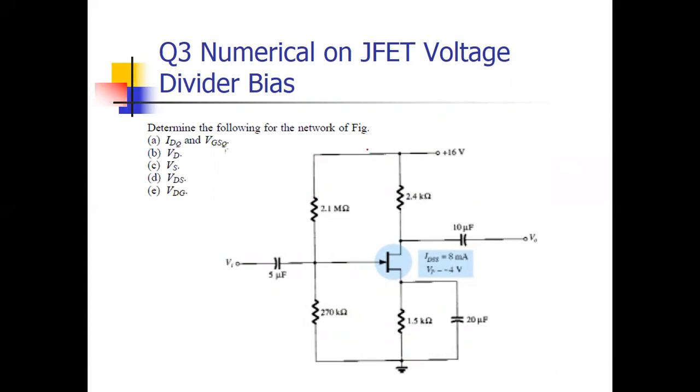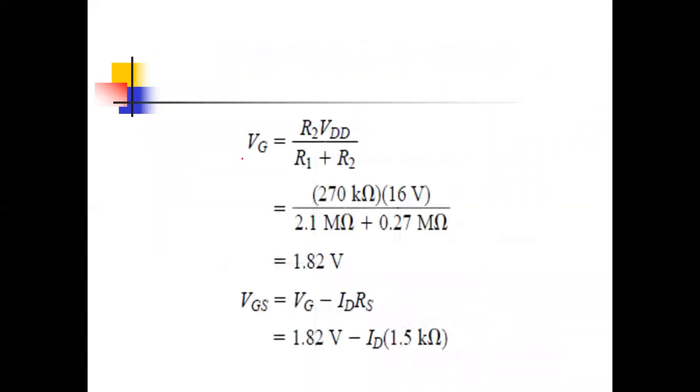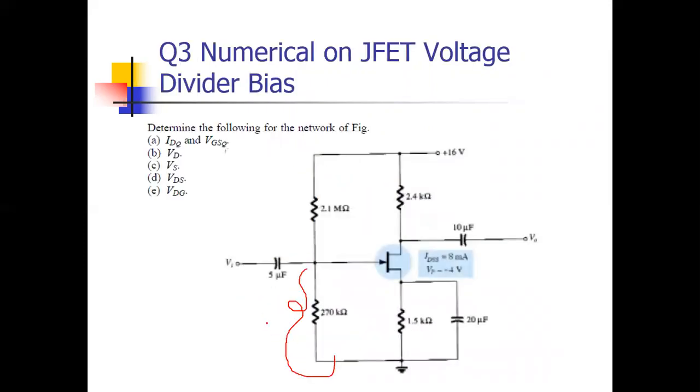If you have watched all the lectures, you are familiar with the circuit of voltage divider bias. Now the same question: they want ID, VD, VGS, VDG, but the circuit is different now. If you remember the concept, first of all we have to calculate the gate voltage by using the voltage divider rule. We want the voltage across R2, and this is your R1 and this is your VDD.